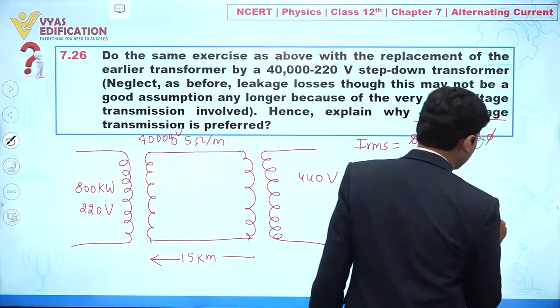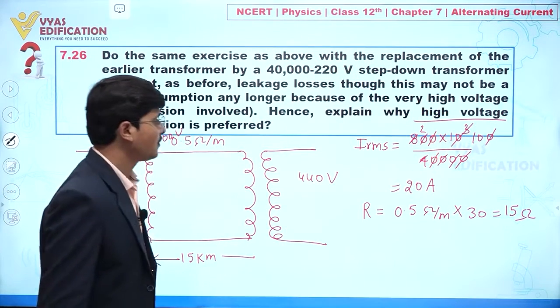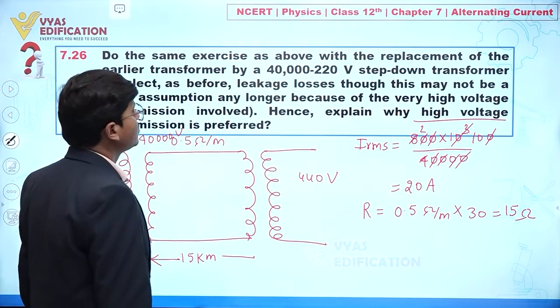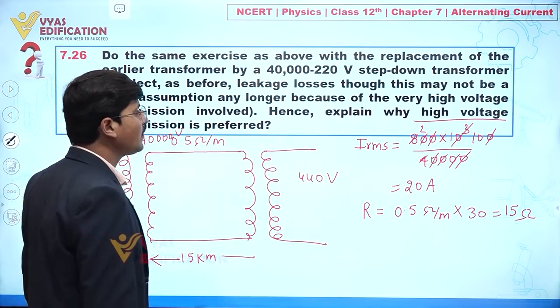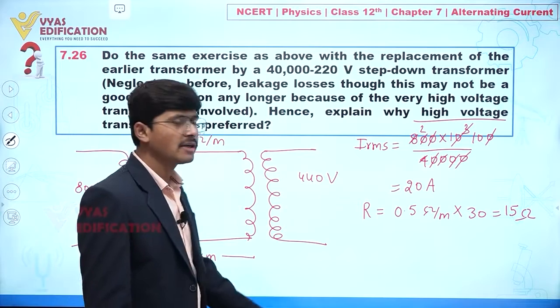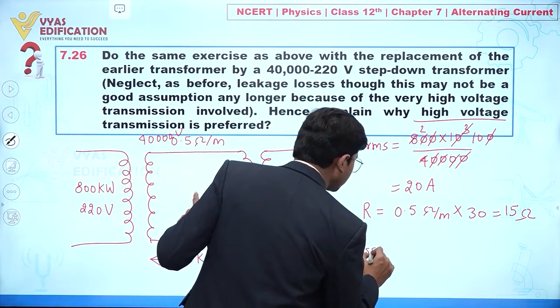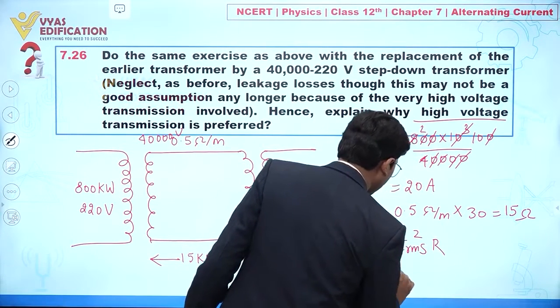So again you are getting this value 15 ohm, clear to everyone. This is 15 ohm, so we can say this is the value of R we have. Now we have to find IRMS, and we are getting R. So can we find the power loss in this transmission? Yes, we can say this is given by IRMS square multiplied with R, clear.